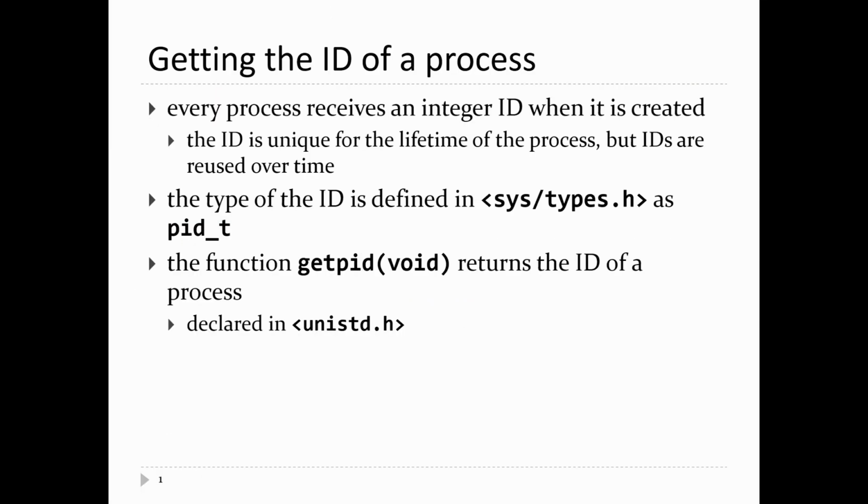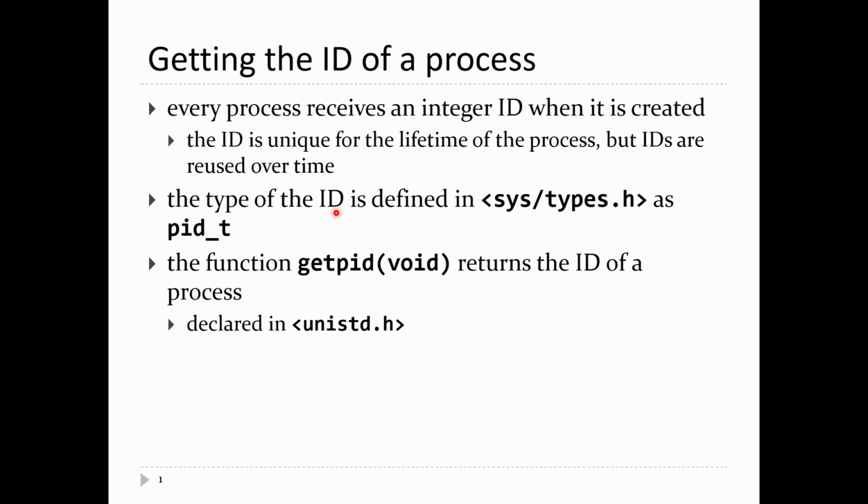Now, just before I tell you what the quote-unquote correct way of doing it is, I want to explain how to get the ID of a process. Remember that every process receives an integer ID when it's created. The ID is unique for the lifetime of the process. So if you look at the processes running on your computer at any one time, the IDs of all the processes are unique. However, when the process goes away, that ID can be recycled. So IDs are reused over time. They're not unique forever.